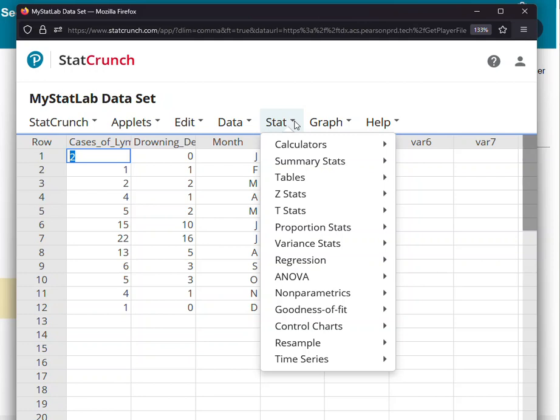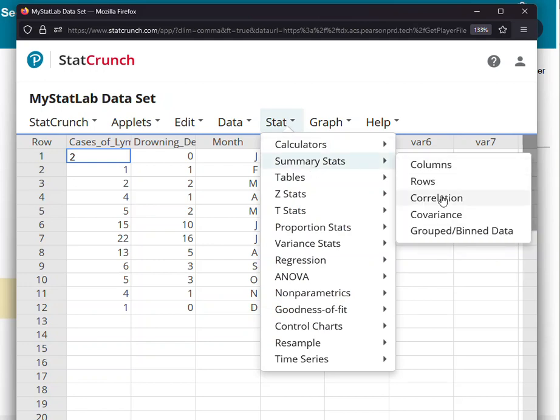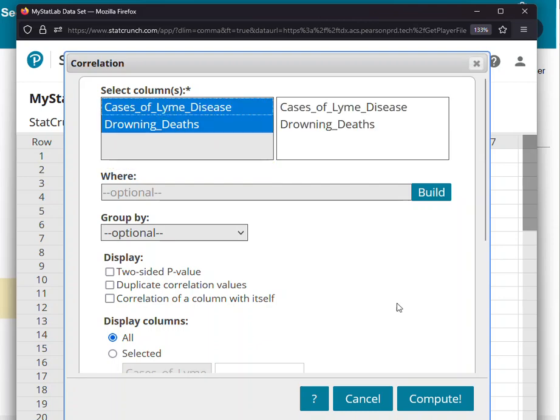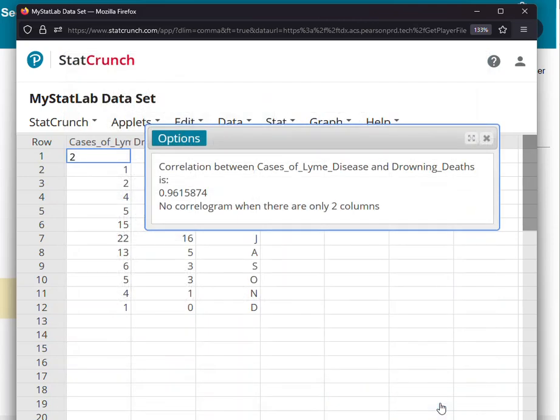All right, so what we're going to do is go to Stat, and under Summary Stats you can find Correlation. So we just highlight the two variables and compute, right? And it gives us a correlation coefficient.